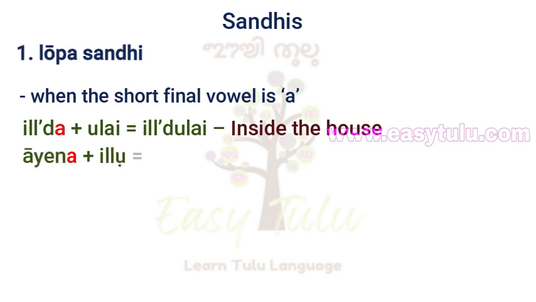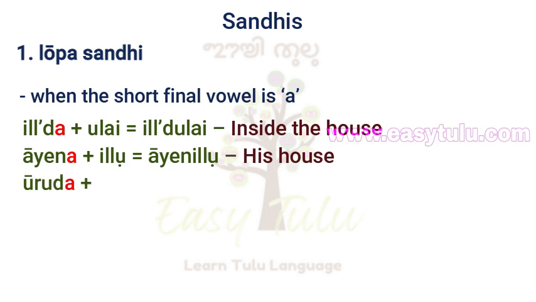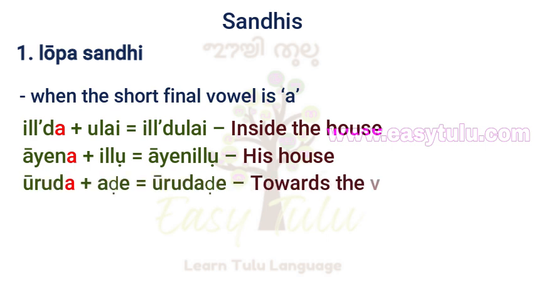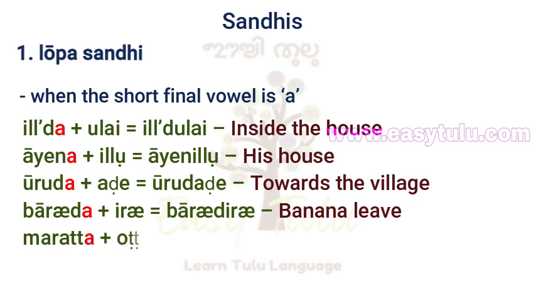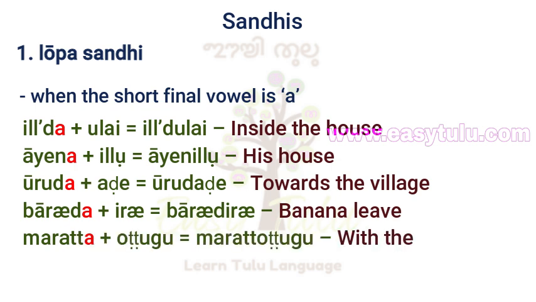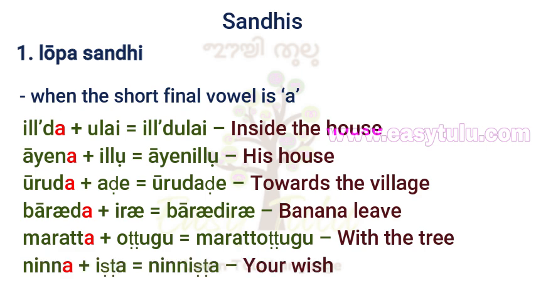Examples: Illuda plus ulai, illudulai, inside the house. Ayana plus illu, ayanillu, his house. Uruda plus ade, urudade, towards the village. Bareda plus ire, baredire, banana leaf. Maratta plus ottugu, maratottugu, with the tree.